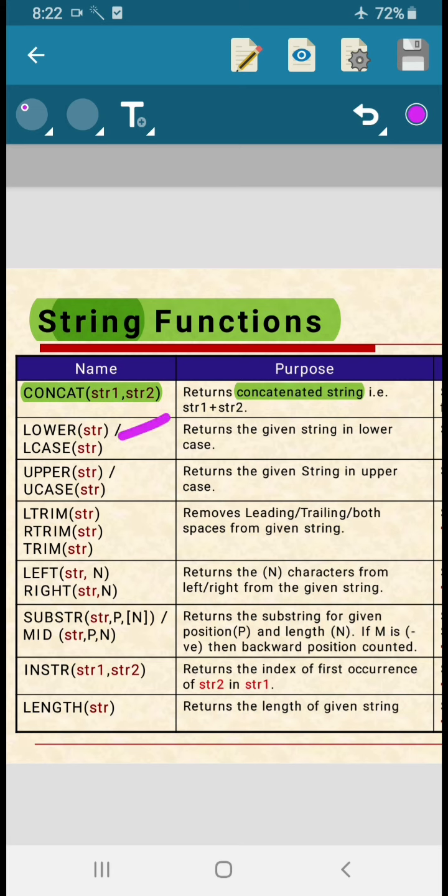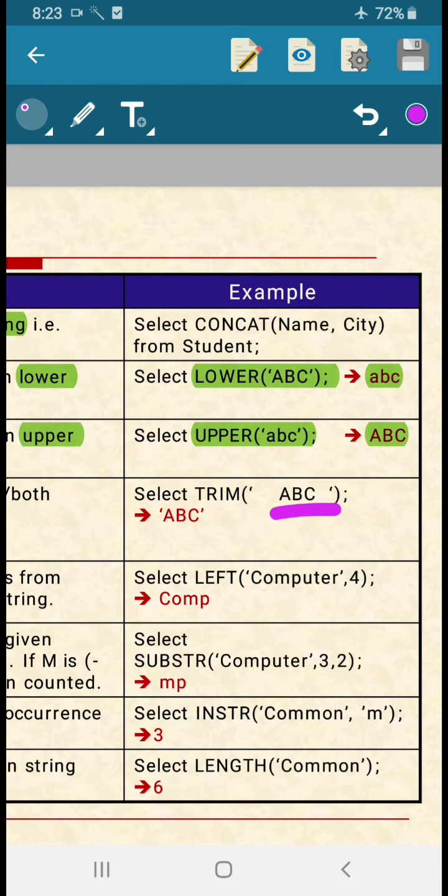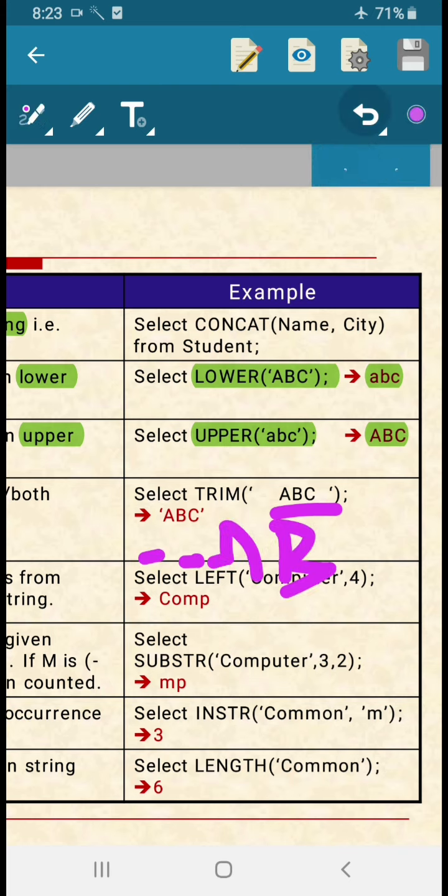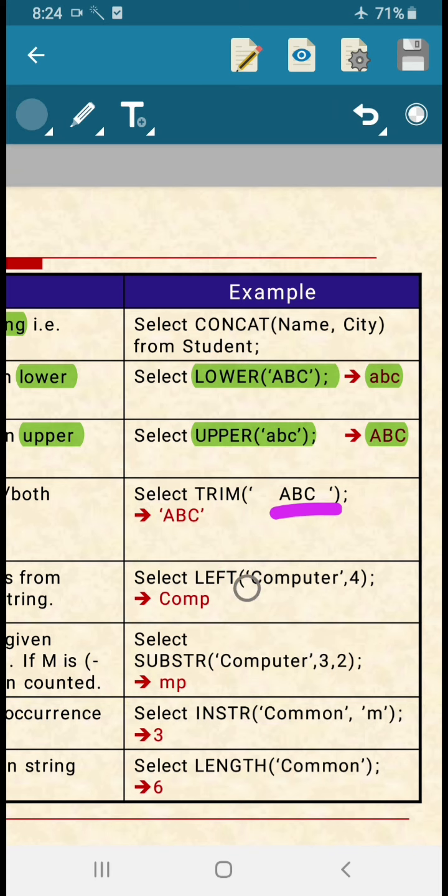See the example here. In this example, select TRIM of ABC with spaces on both sides, it will trim the left side space and right space, and the answer will be ABC. Suppose this one is LTRIM, then the answer will be 2 spaces followed by ABC, but with LTRIM the left side part will be removed, and only one space remains.